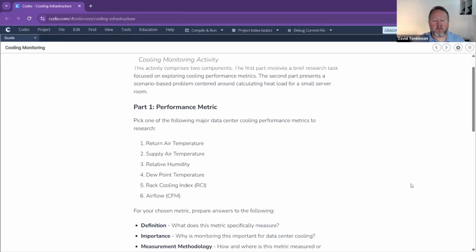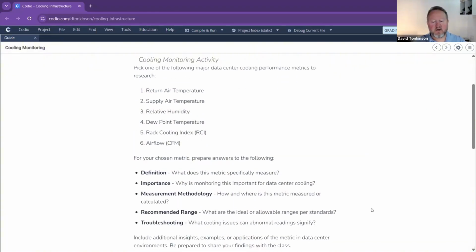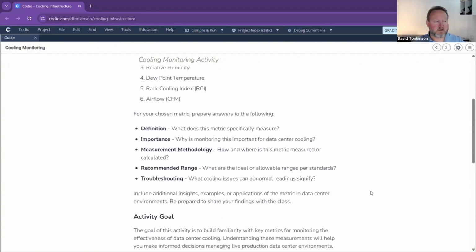So here we go then. We're going to have a little activity here. Pick one of the following major data center cooling performance metrics to research. Return air temperature, supply air temperature, relative humidity. Okay, there's 6 of them there. So pick one. Let's give you 5 minutes to pop away, have a little bit of research, choose a particular metric, and these are the questions that we want you to be able to answer. And as you do your research, we're then going to pop your answers into live chat, and we'll see how messy that gets.